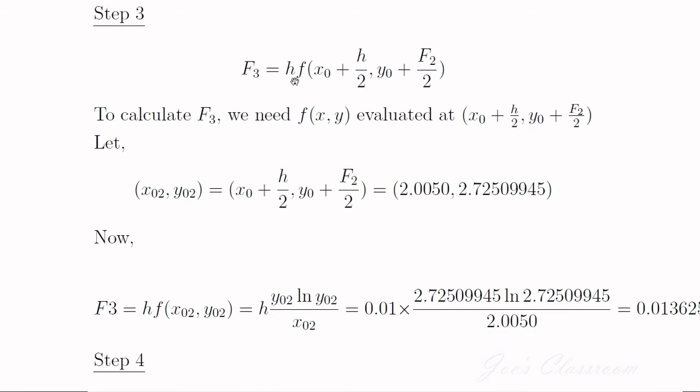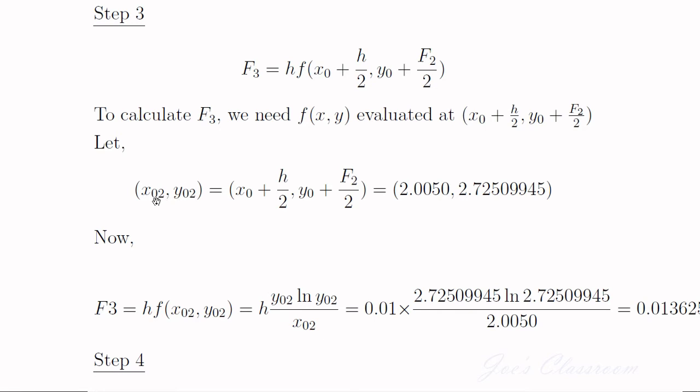f3 is calculated in the same way as we calculated f2. The only difference is the y coordinate is not y. Previously it was y naught plus f1 by 2. Now it is f2 by 2. In the same way we calculated f2, we can calculate f3.